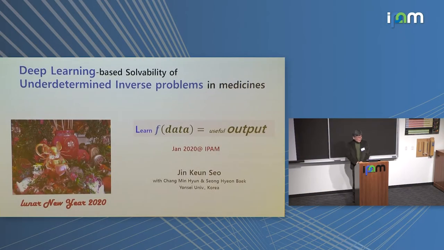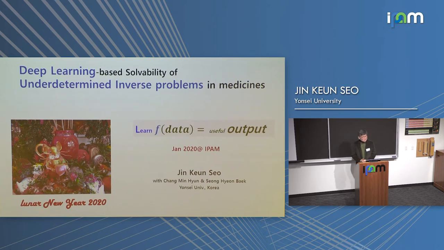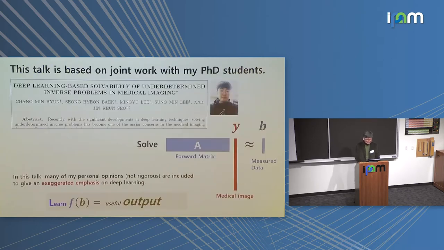Okay, in this talk, I focus on the underdetermined inverse problem, actually a linear system, that is, fewer equations than unknowns. This talk is based on joint work with my PhD students and this paper. It is focused on this type of linear system, where A is also somehow inaccurate: there is error in the forward matrix.